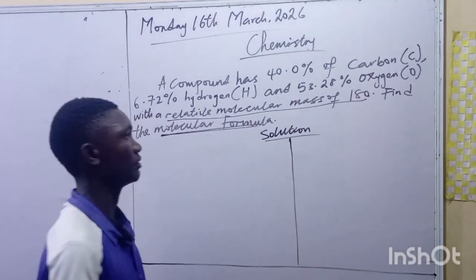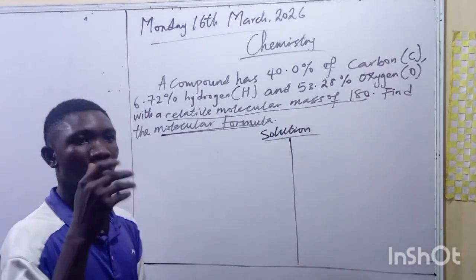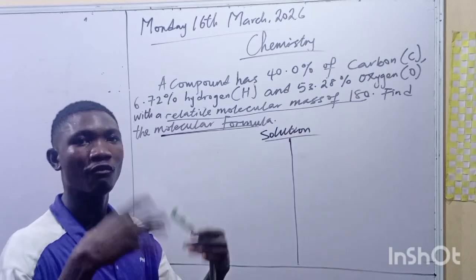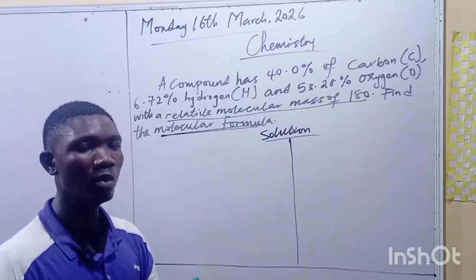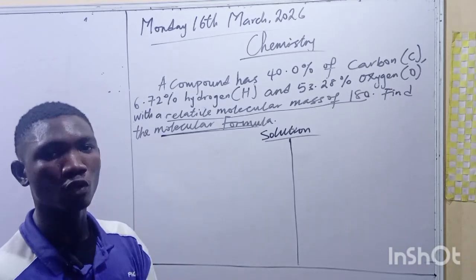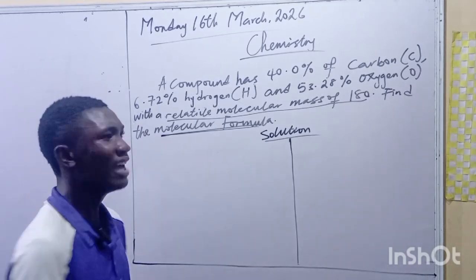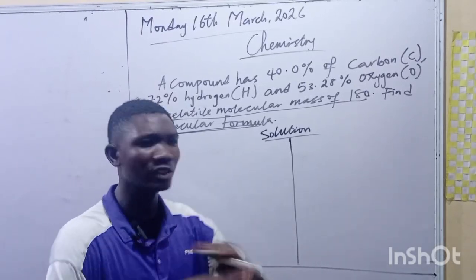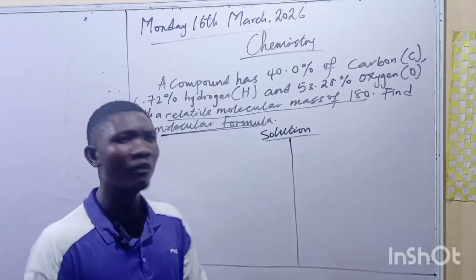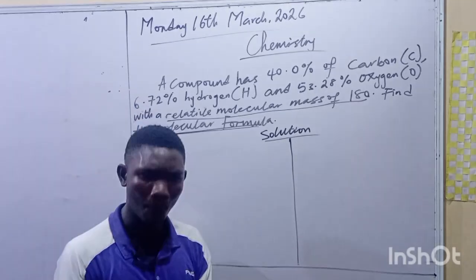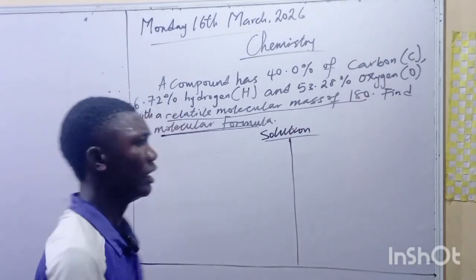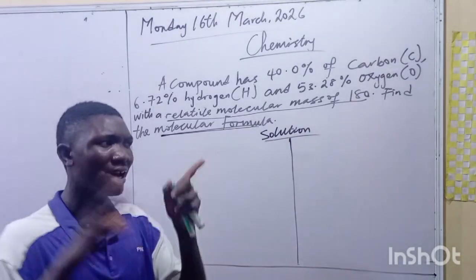Very easy question. Before we find the molecular formula, we have to find the empirical formula. With the empirical formula, we'll be able to find the molecular formula. Now, what is the empirical formula? Empirical formula shows the simplest whole number ratio of atoms in a compound.